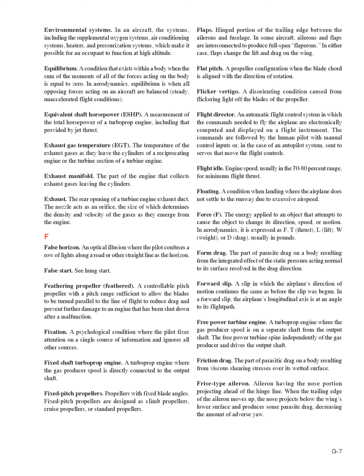Friction drag. The part of parasitic drag on a body resulting from viscous shearing stresses over its wetted surface. Frise-type aileron. Aileron having the nose portion projecting ahead of the hinge line. When the trailing edge of the aileron moves up, the nose projects below the wing's lower surface and produces some parasite drag, decreasing the amount of adverse yaw.